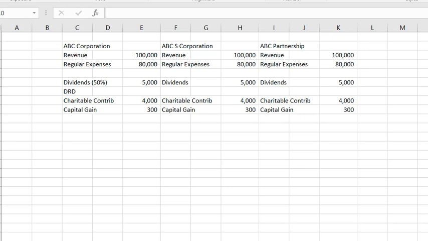You actually can choose to be taxed as a corporation or a partnership. Most of the time, they will be reported as a partnership, and so you use a 1065. So first of all, different forms: 1120 for the C corporation, 1120S for the S corporation, and a 1065 for the partnership. Each of these have revenue and regular expenses. These are the normal business expenses, and literally these items are treated essentially the same under each.